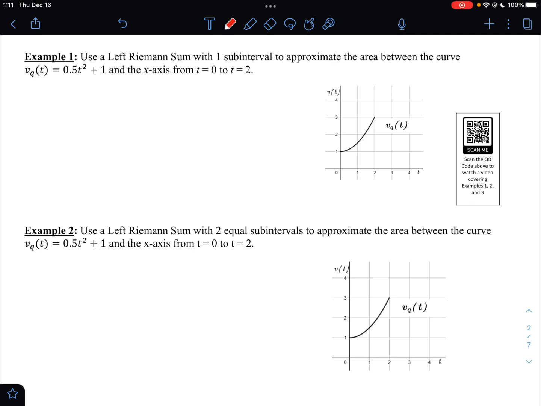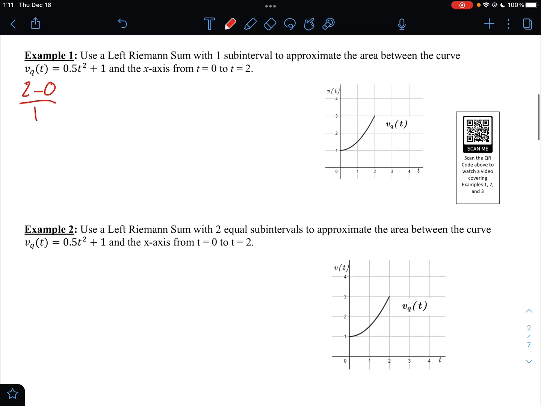So let's take a look at our first approximation. The first one says, use the left Riemann sum with one subinterval to approximate the area under the curve. To find the length of each subinterval, you take your ending point minus your starting point and divide it by how many subintervals you have. That's the length of each rectangle. So each rectangle here is going to be 2 units long.